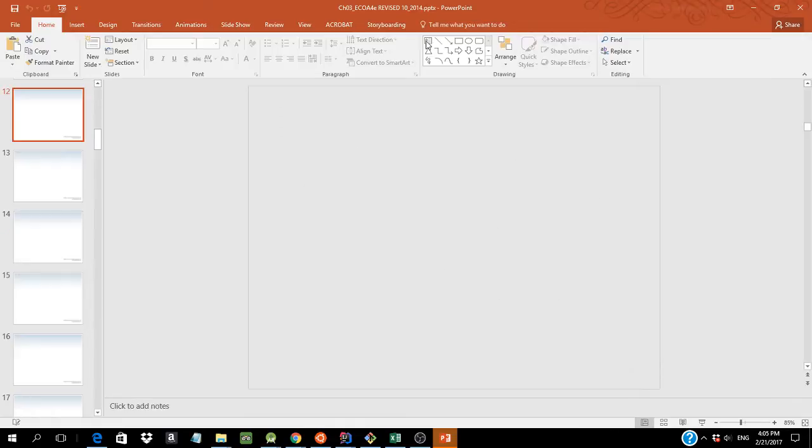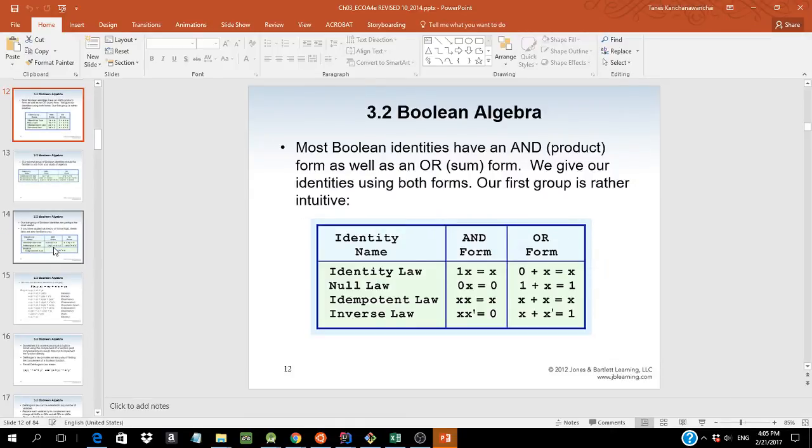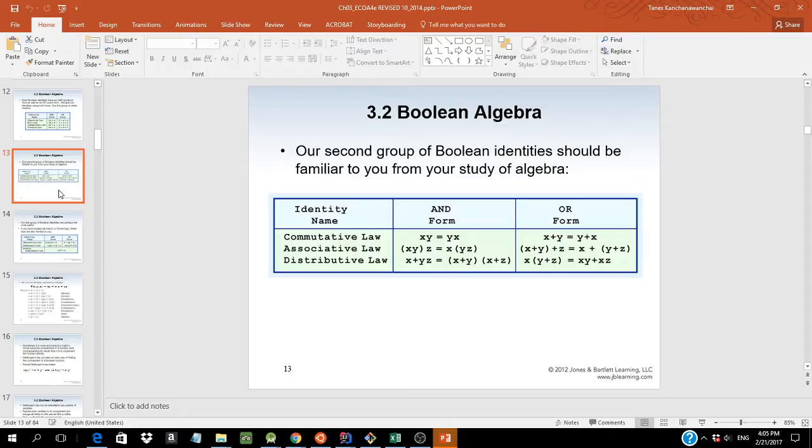So now we also have more properties. We have commutative, which is xy equals yx, and x plus y equals y plus x. We have associative, which is x times y first and then z, equals x times y and z, as well as for the plus.